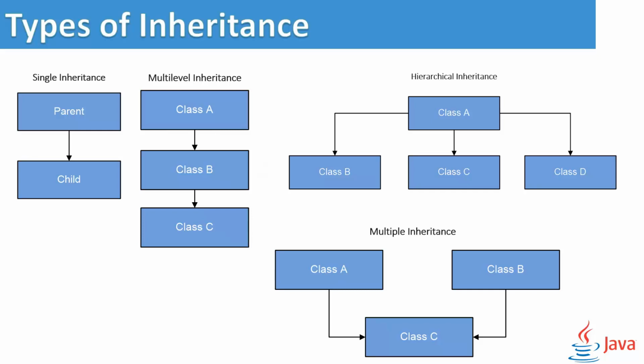Hybrid inheritance is the combination of all types of inheritance. Since multiple inheritance is not supported by Java, hybrid inheritance is also not supported by Java. But the question is why? Why is multiple inheritance not supported by Java?